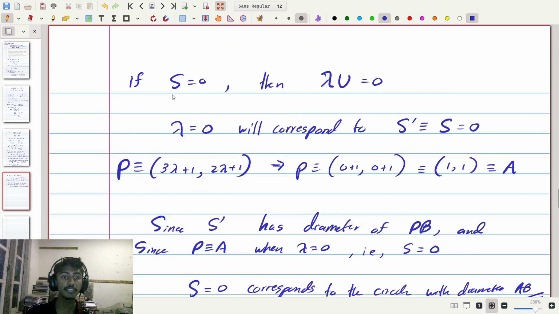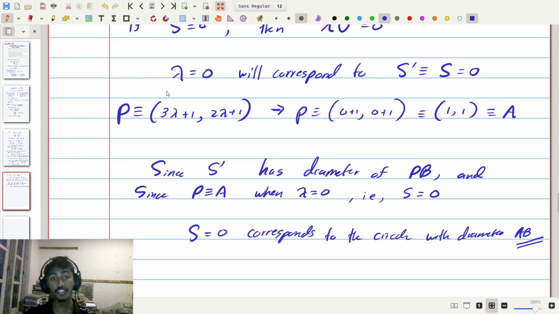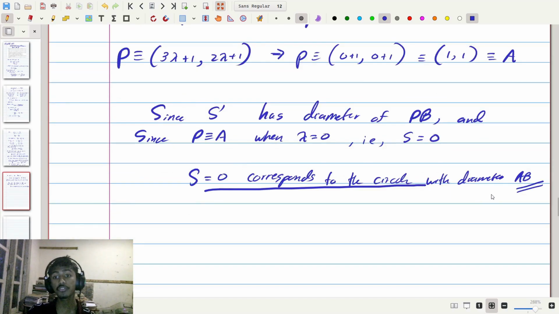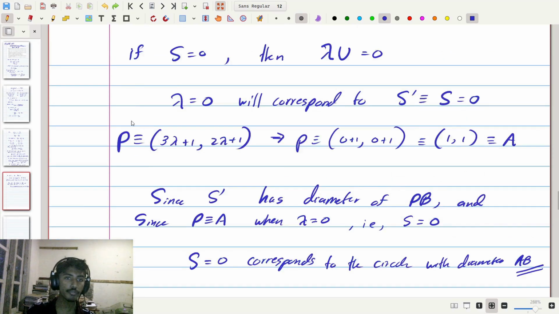Now, what we've done here, this argument is valid and sufficient for saying that s equals 0 corresponds to the circle with the diameter of AB. However, of course, if you like, you can add a little bit more to this. But for my purposes, I think this is going to be sufficient. So now, let's move on to the next part of the question.